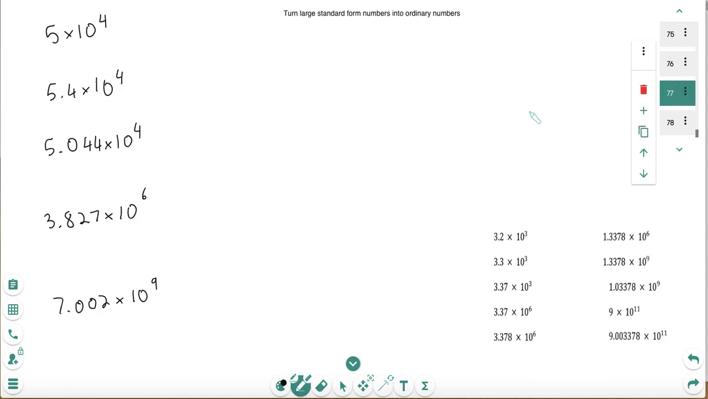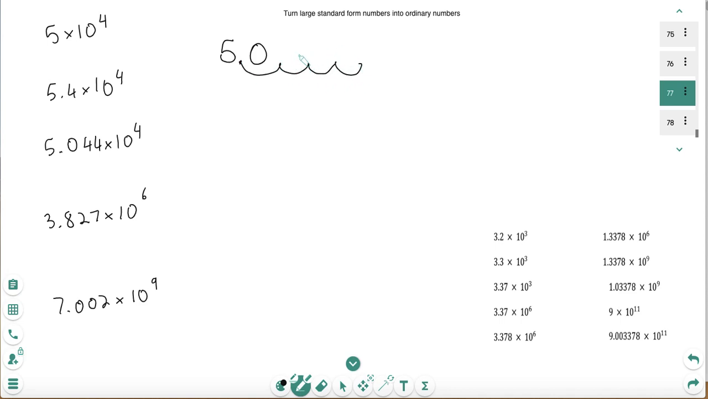Next, we're going to go into reverse order. Okay? Turning numbers from standard form into original numbers. Very easy. I'll write down the number 5. If there's no decimal place, 5 is the same as 5.0. So you got to add that in. And to the power of 4. We're going to make our numbers 4 spaces bigger. So I'm going to jump 1, 2, 3, 4.